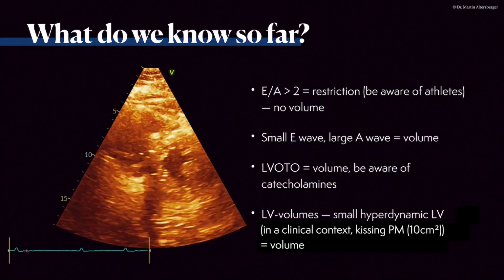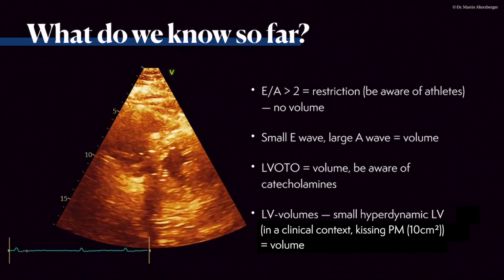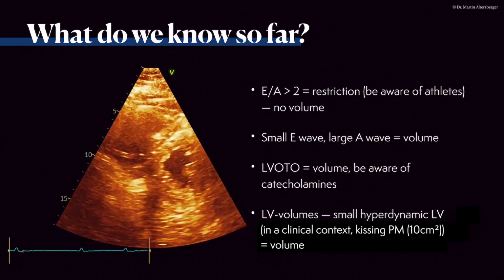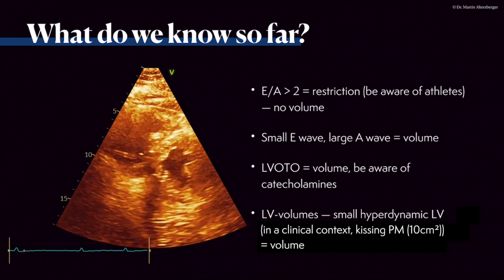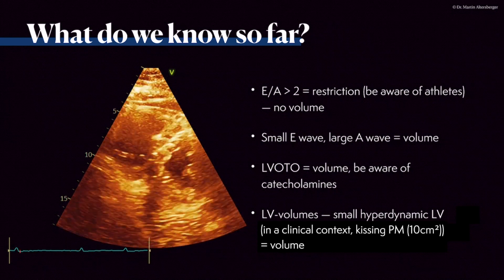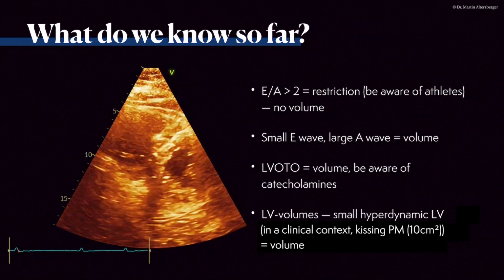So what do we know so far? I want to emphasize again, E to A above 2 shows restriction. Be very careful with volume. The small E wave, the very large tall A wave shows you most likely there is more volume needed. Of course, the IVC and the lung ultrasound have to be concordant.